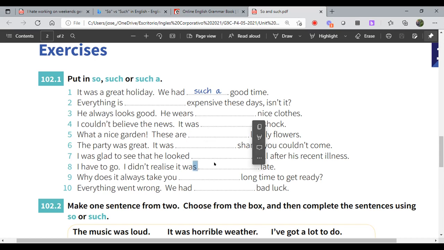En el caso del número 8, number 8, I have to go. I didn't realize it was so late. No me di cuenta que era muy tarde. Aquí no tengo nada que me sigue después de este adverbio o se ocupa como adjetivo también, ¿verdad?